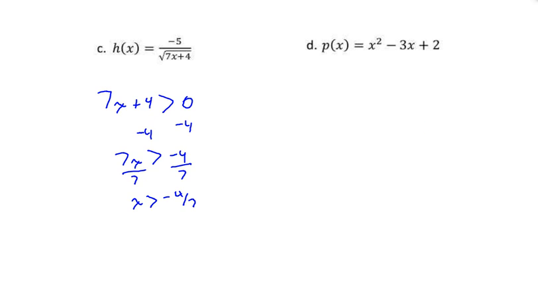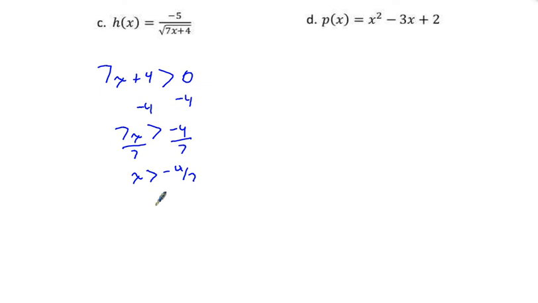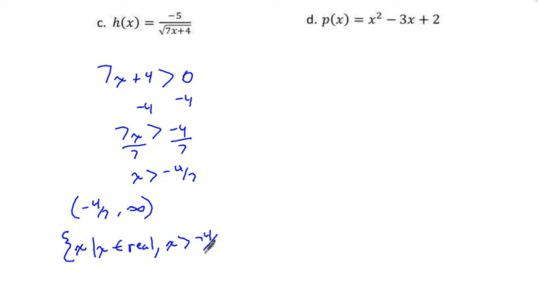Interval notation, let's get a little more space. Negative 4 sevenths to infinity, and we're not including negative 4 sevenths. That's just a boundary here. And in set builder notation, the set of all x such that x is an element of the real number set where x is greater than negative 4 sevenths.